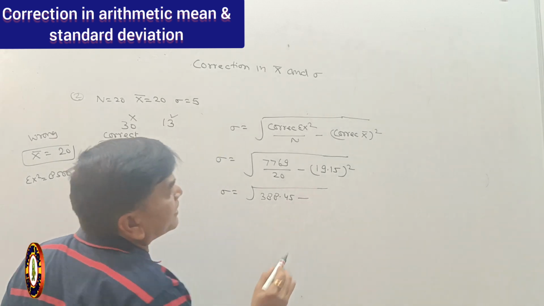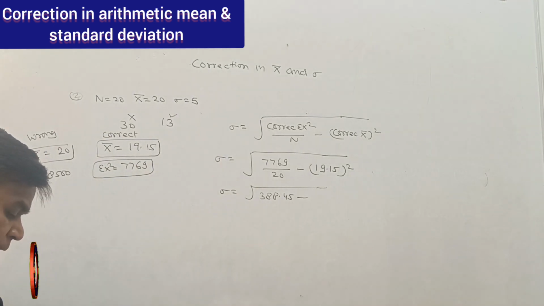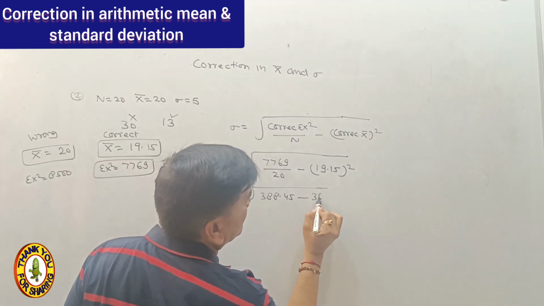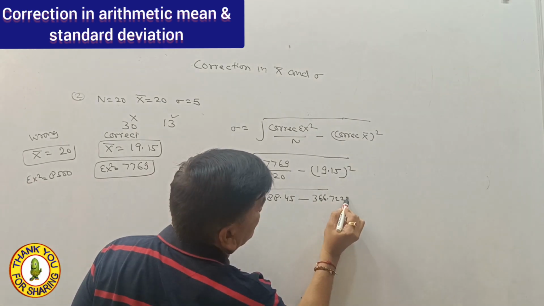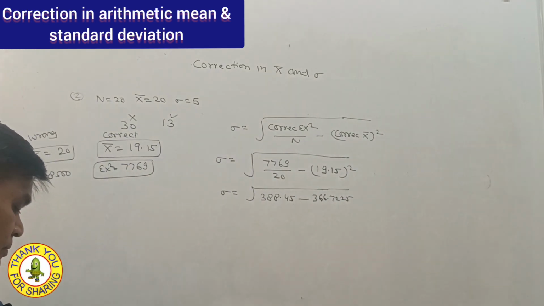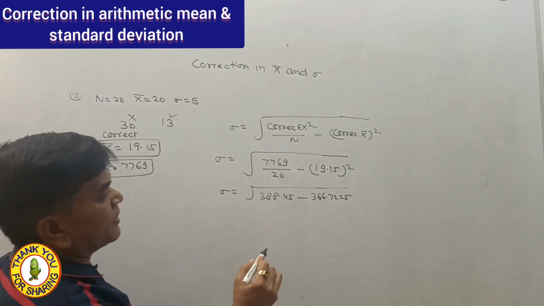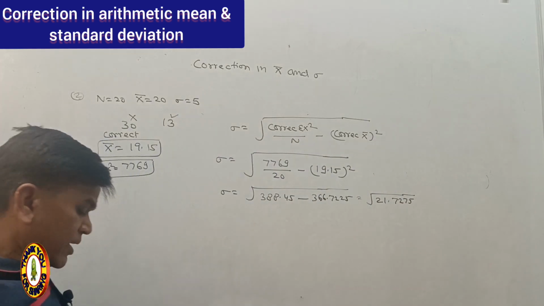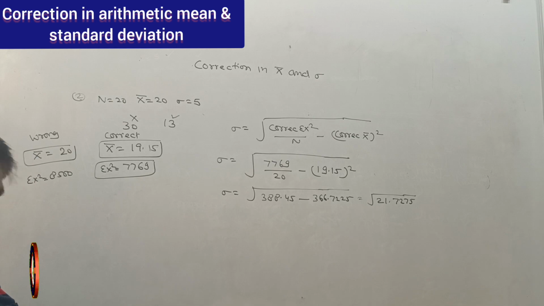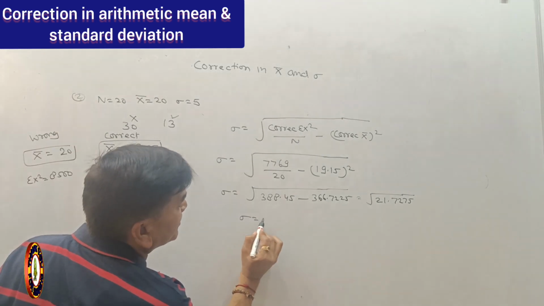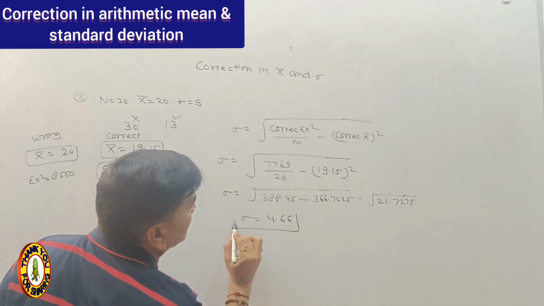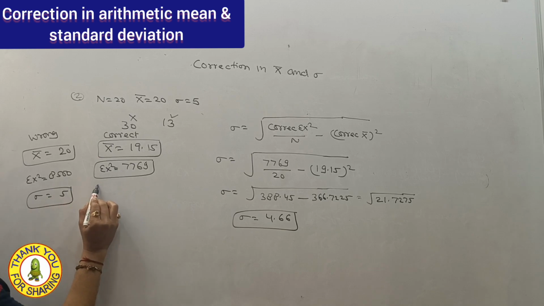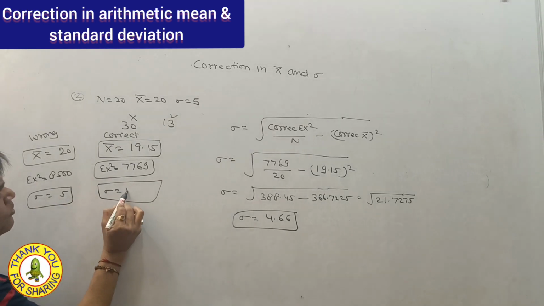388.45 minus 19.15 multiplied by 19.15, that is 366.7225. The result is 21.7275. Taking the square root of this, we get 4.66. So the correct value of standard deviation is 4.66, not 5. The wrong value of standard deviation was 5 and the correct value of the standard deviation was 4.66.